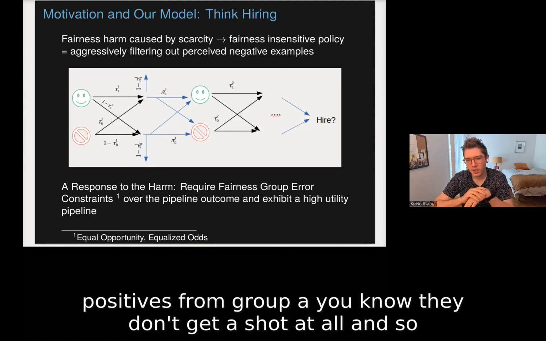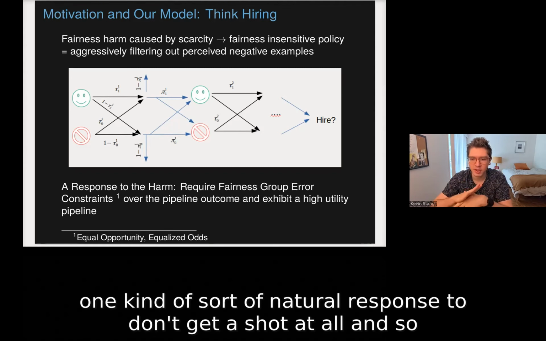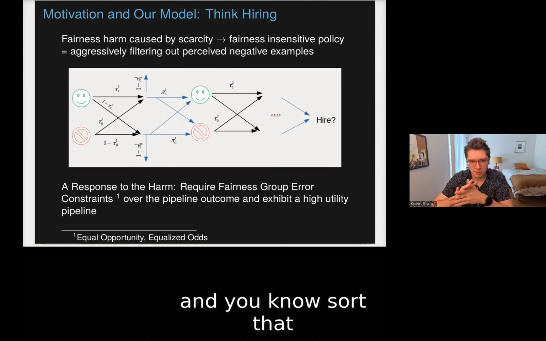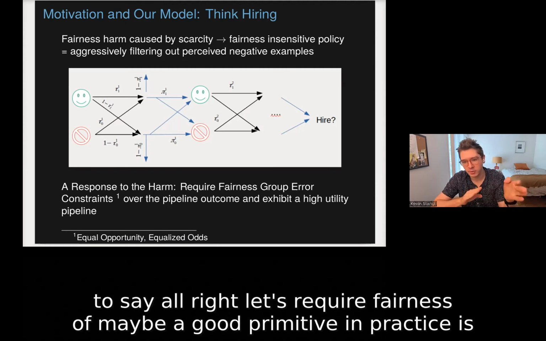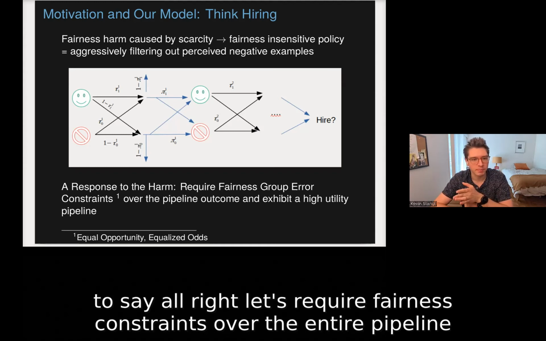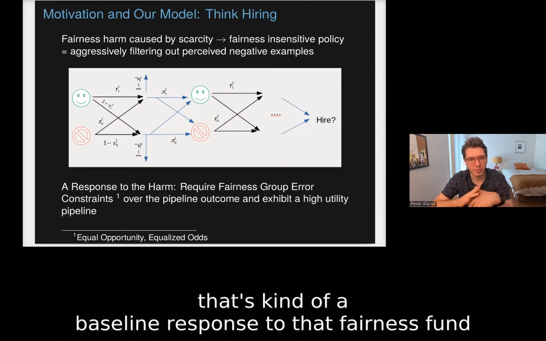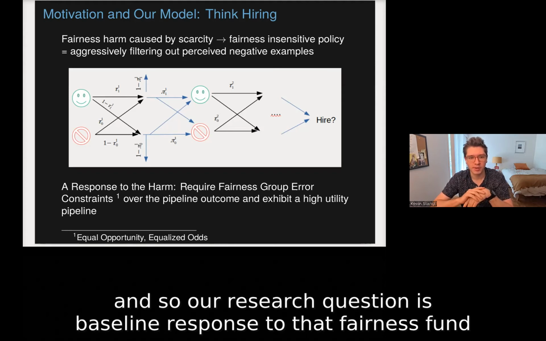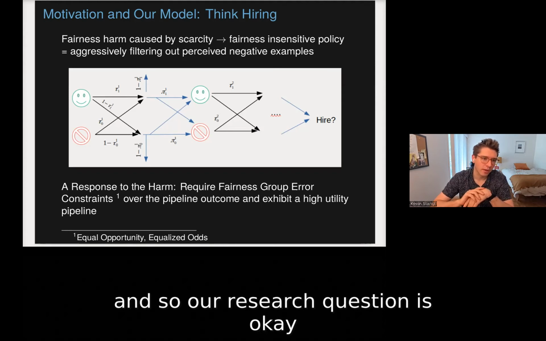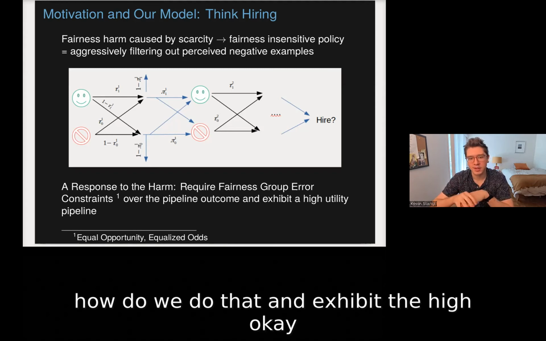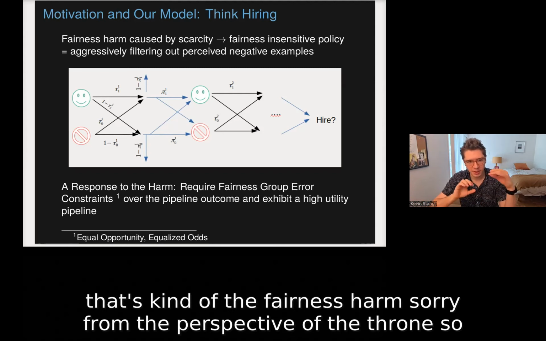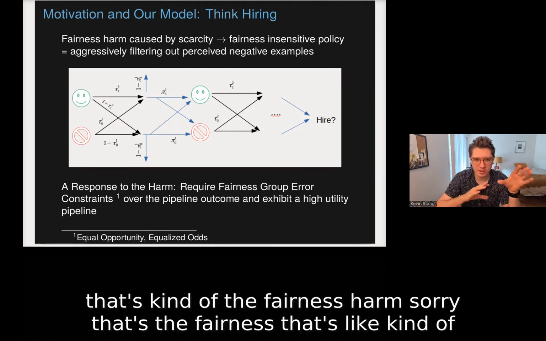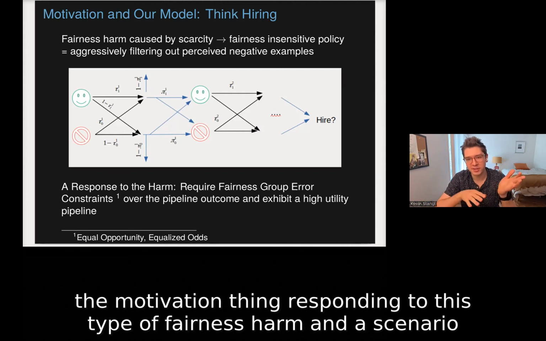One natural response to that, and maybe a good primitive in practice, is to say, all right, let's require group fairness constraints over the entire pipeline as a baseline response to that fairness harm. And so our research question is, how do we do that and still exhibit high utility, in this case a pipeline screening process, from the perspective of the firm? So that's the motivation, responding to this type of fairness harm.